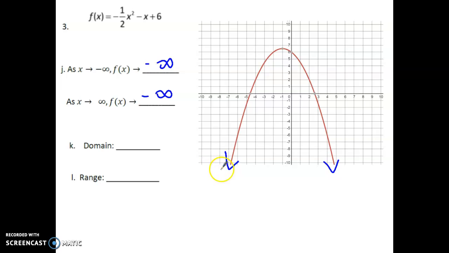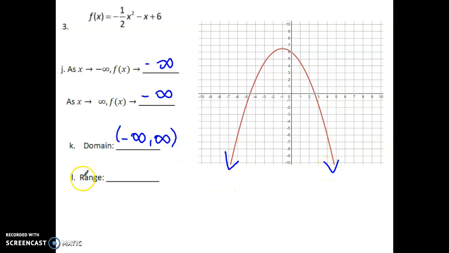My domain, all right, all the way to the left, all the way to the right. Remember, domain is x values, and x values go from left to right. So this one is going to be from negative infinity to positive infinity, right? That arrow tells me forever left. That arrow tells me forever right.